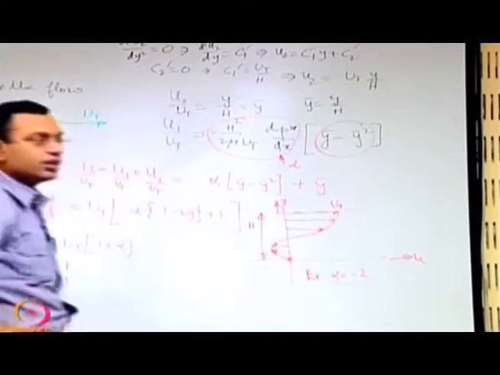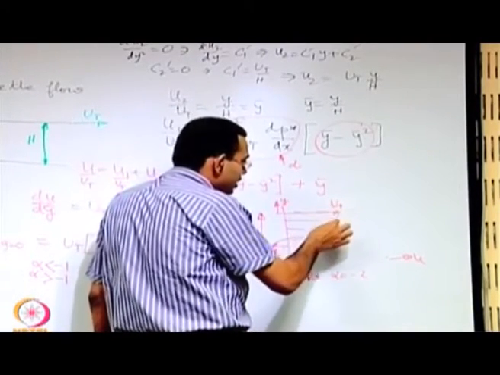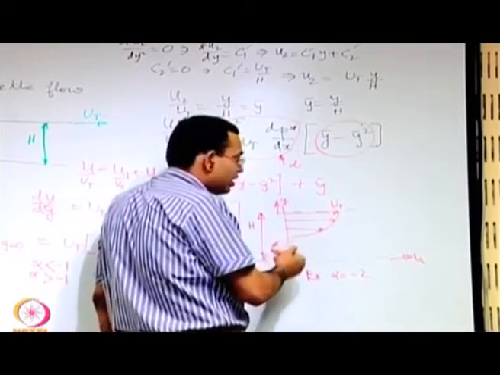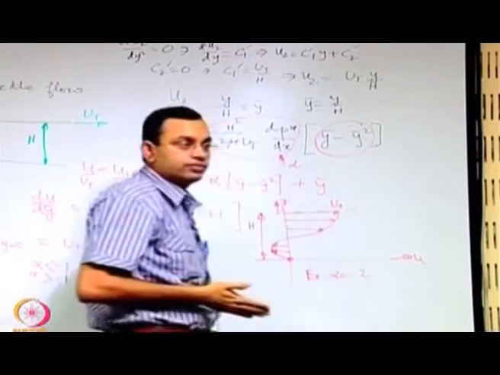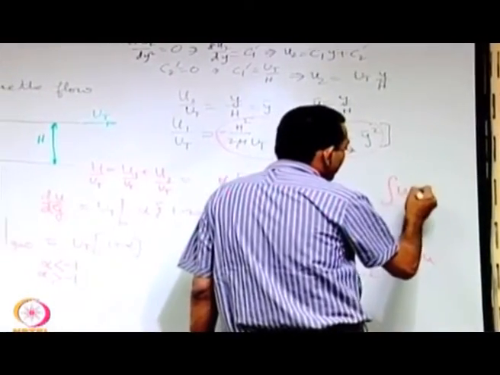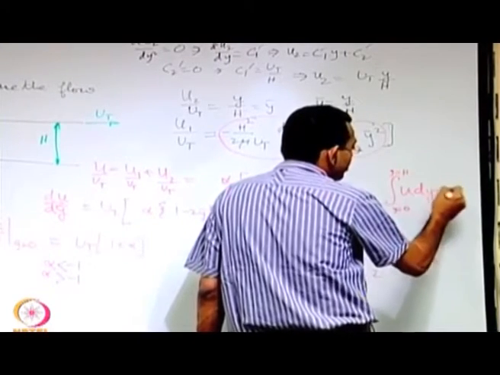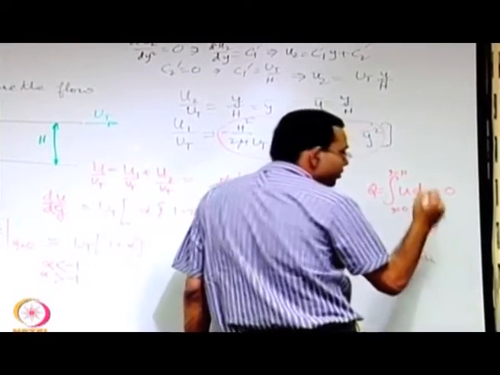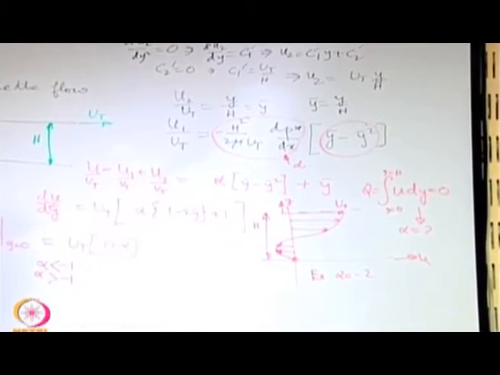Now there may be a situation when the integrated effect of this velocity is the same as the integrated effect of this negative velocity, then no matter whether you have some velocity distribution, the flow rate over each section may be 0. So you may come up with a situation where the integral of u dy from y equal to 0 to y equal to h, that is q, is equal to 0. You may easily find what the value of alpha should be for that by integrating this.